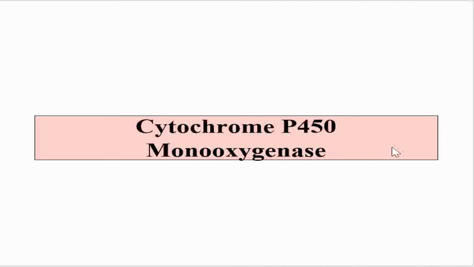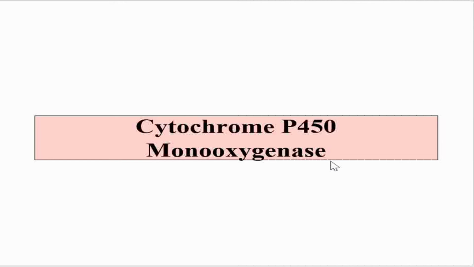This P450 means P for pigment, and 450 means its absorption maximum in its absorption spectrum lies at 450 nanometer. Number two, you can see that I have written monooxygenase. So cytochrome P450 is a kind of enzyme that is a monooxygenase. First of all, we will discuss what oxygenases are.